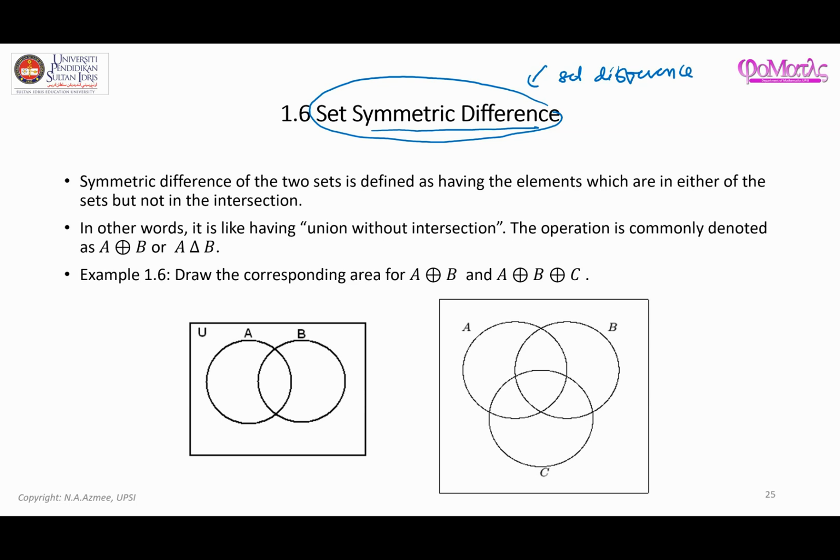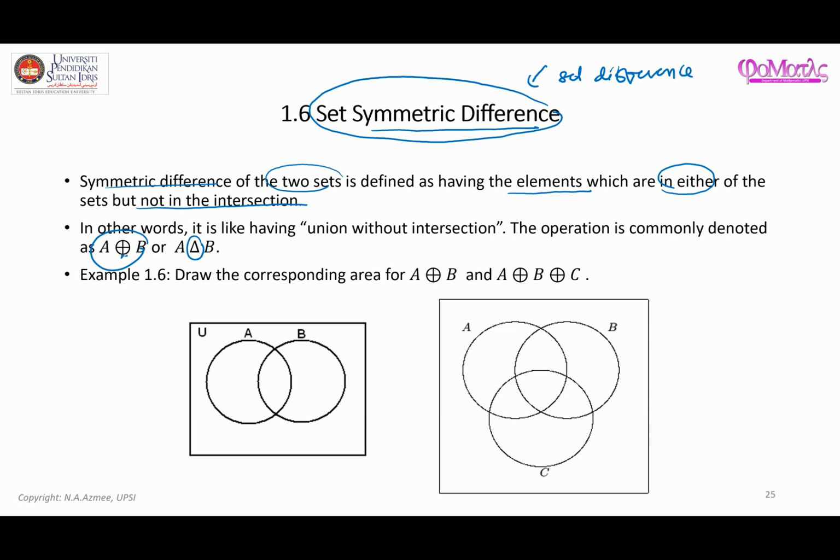So simply said, we can define the symmetric difference of two sets as something related to finding the elements which are in either of the sets but not in the intersection. This is a very loose definition, but if I can represent it in mathematical notation, this one here is the notation for symmetric difference, or this one, it doesn't really matter.